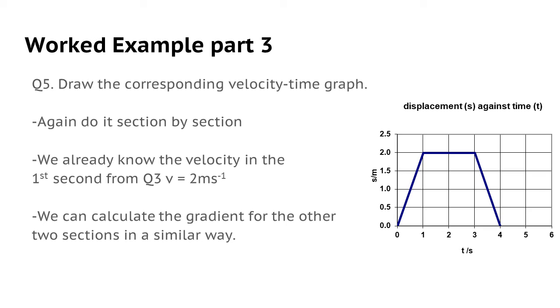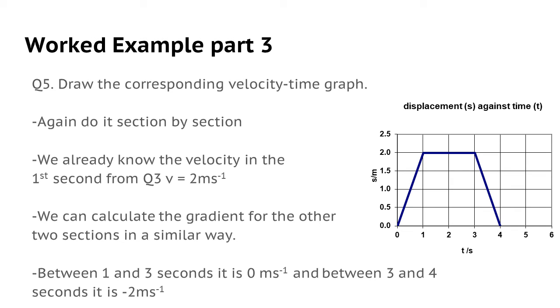We can calculate the gradient for the other two sections in a similar way. I'm not going to do it here to save time, but what we'd find is that between 1 and 3 seconds, there's no gradient, the displacement isn't increasing, there's no velocity, the object isn't moving. And between 3 and 4 seconds, it's negative 2 meters per second. Just be careful when you're calculating the gradient. If it's sloping in this direction, it must be negative. So make sure you get your points the right way around.